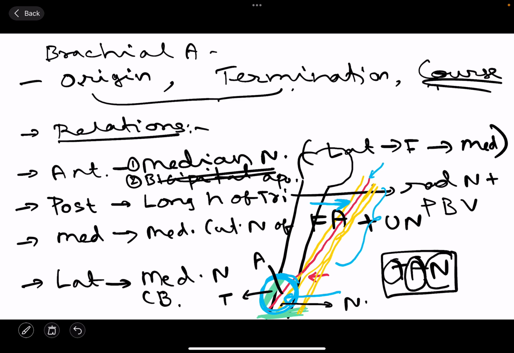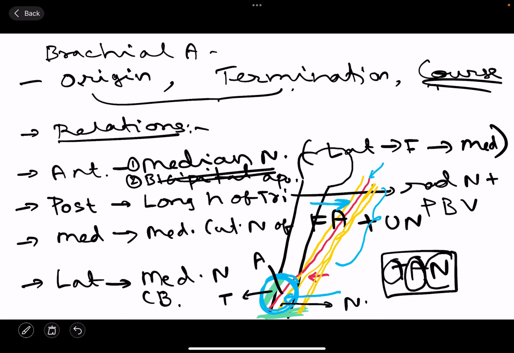So in the upper part of the arm, the nerve lies lateral to the brachial artery. Let me add the artery. See, in the upper part of the arm, here is the brachial artery, and this is the axillary artery, and it continues as the brachial artery. So in the upper part of the arm, the median nerve lies lateral to the artery.